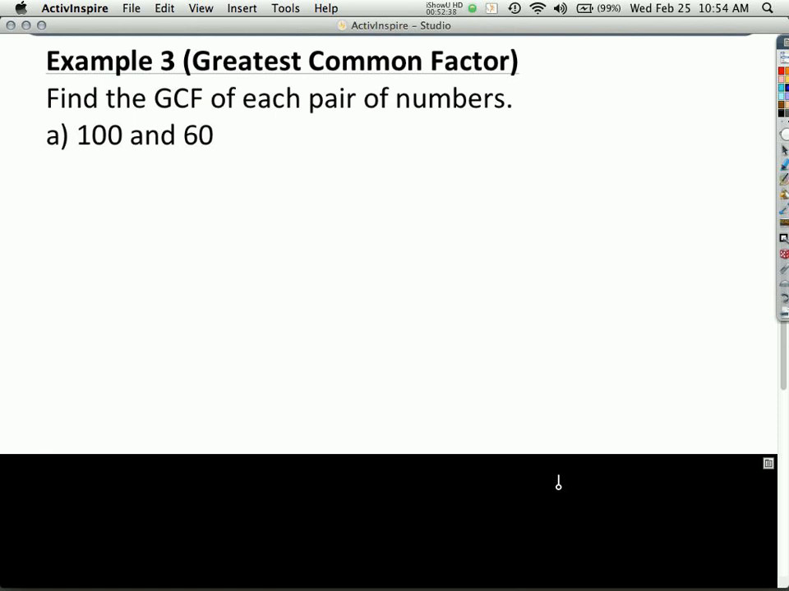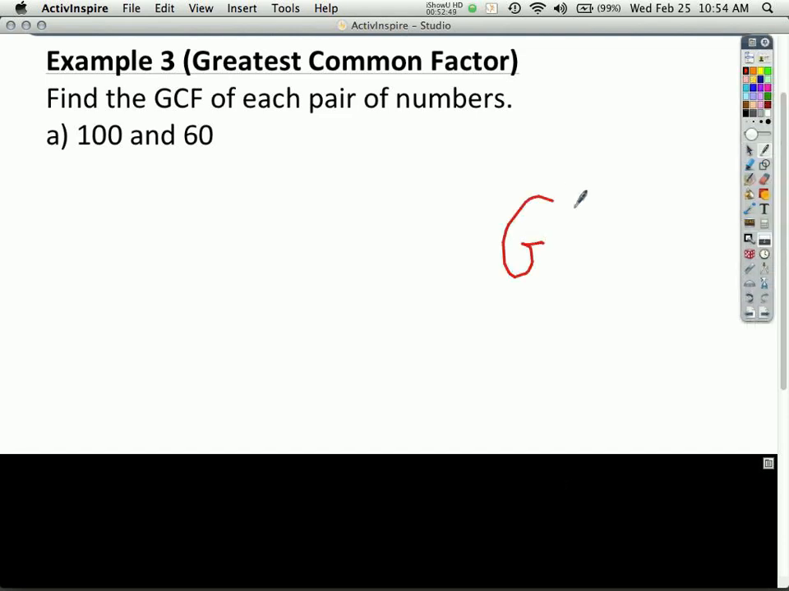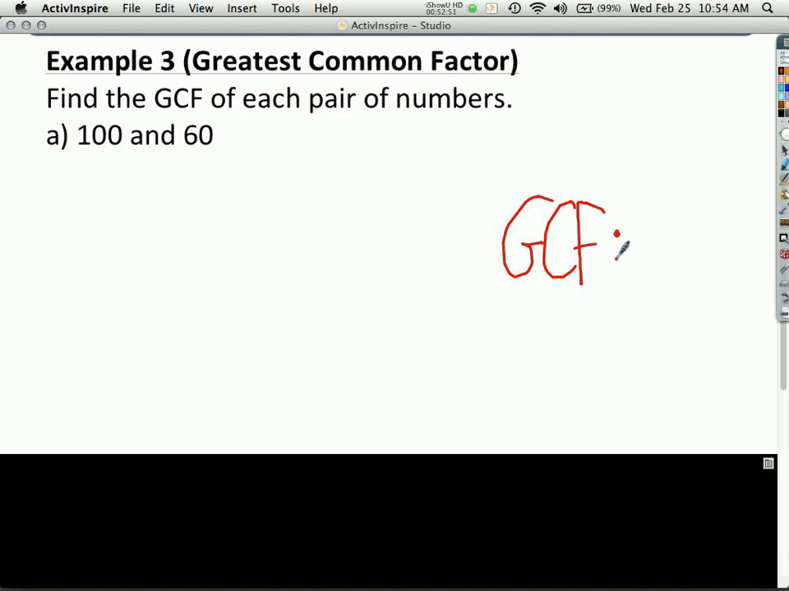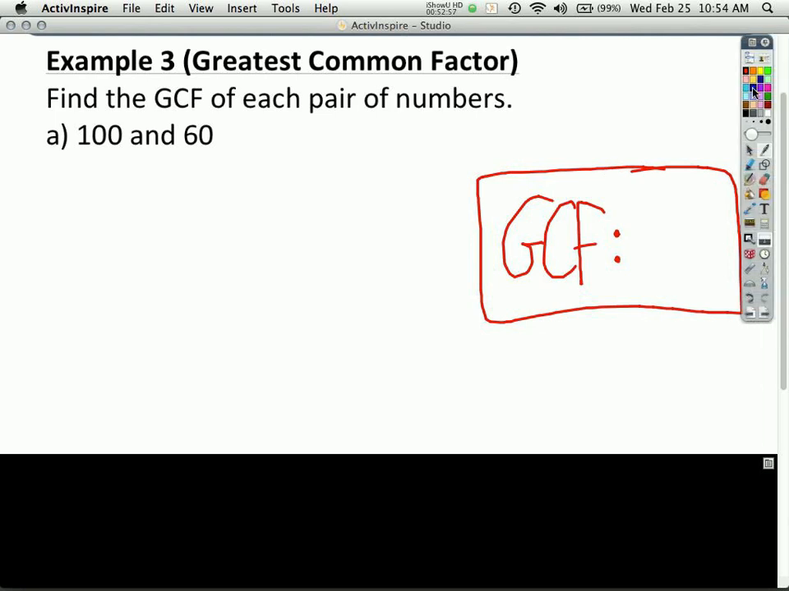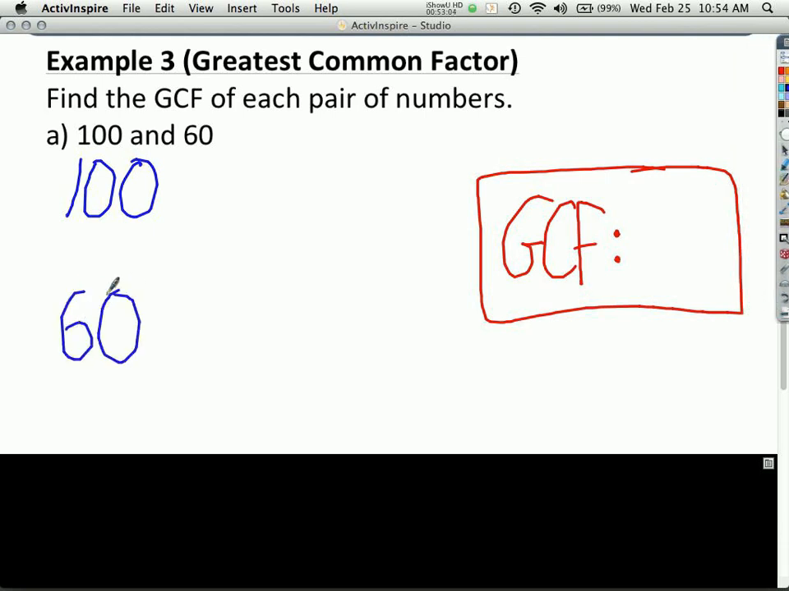We would like the GCF of 100 and 160. So when we're done, I want to be able to say the GCF is, and I would like to be able to do that. So we're going to start out with the numbers, and I'm going to ask you to use the technique that we learned just now.